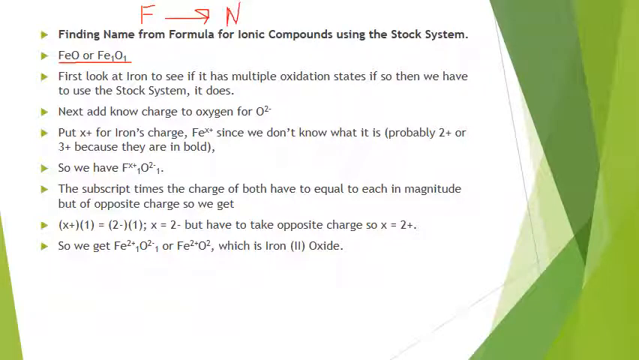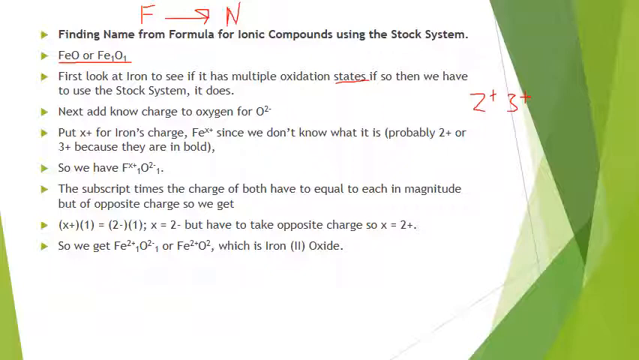Okay, so here's the formula, FeO, Fe1 O1. So, we usually leave off the 1. First, look at the iron to see if it has multiple oxidation states, and it does. And it's probably going to be either 2 plus or 3 plus, because they're the ones in bold.